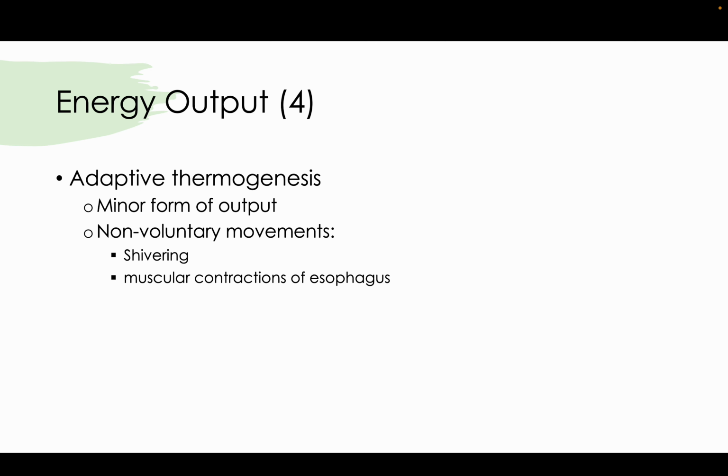Now, a very minor form of energy output is adaptive thermogenesis, which refers to the body's ability to adjust energy expenditure in response to changes in environmental factors, such as calorie intake, physical activity, or temperature. But this adjustment helps maintain energy balance against energy deficits or surpluses. A common example of adaptive thermogenesis is shivering. We don't intentionally do this, but it's brought about by our hypothalamus telling our muscles to contract when we are exposed to cold temperature.